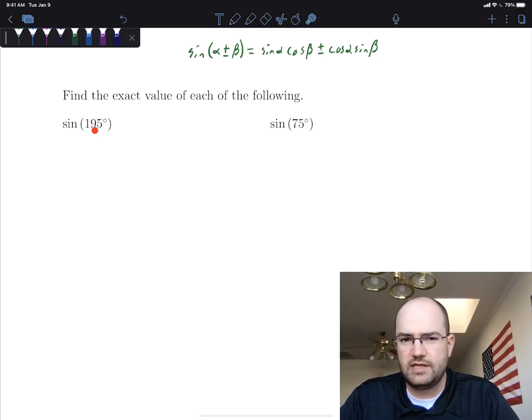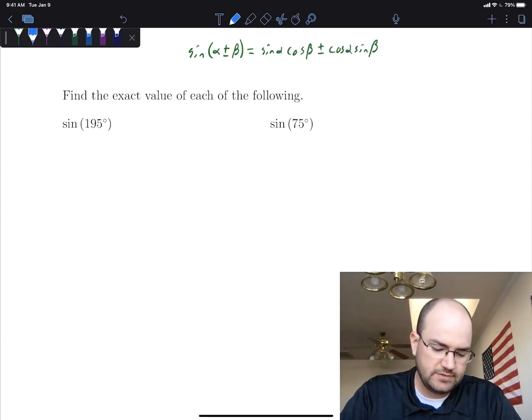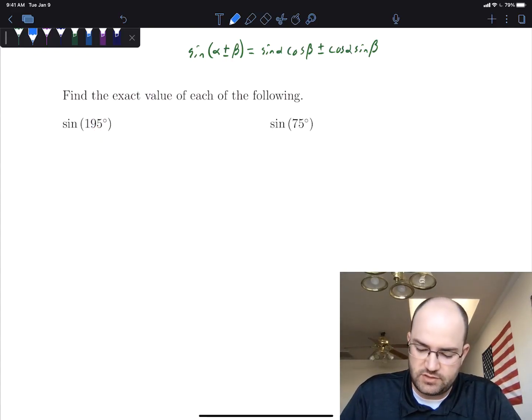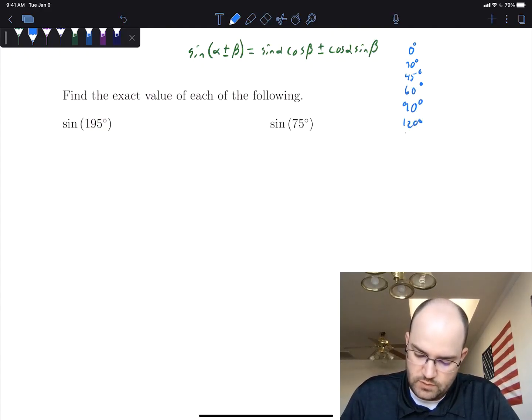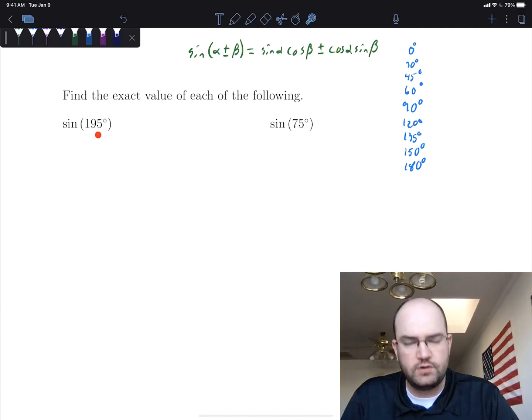I need anything that can add or subtract to give me 195 degrees. So in this, we're going to need to know the special angles, and we're in degrees, so let's go with that. 0 degrees, 30 degrees, 45, 60, 90, 120, 135, 150, 180. Now that's probably enough if I just want to add to 195.